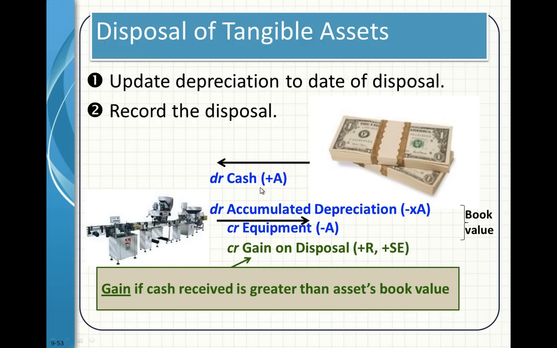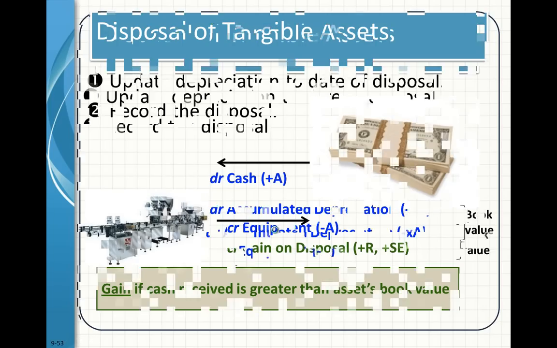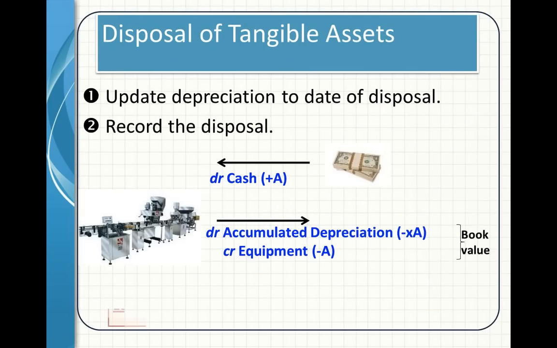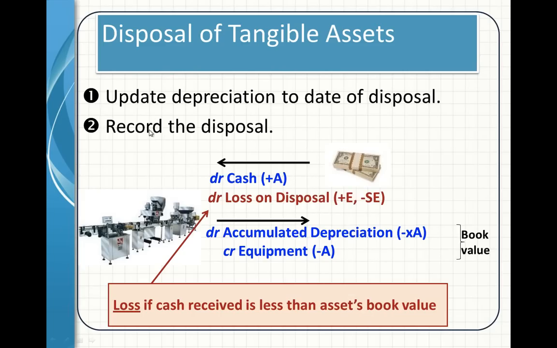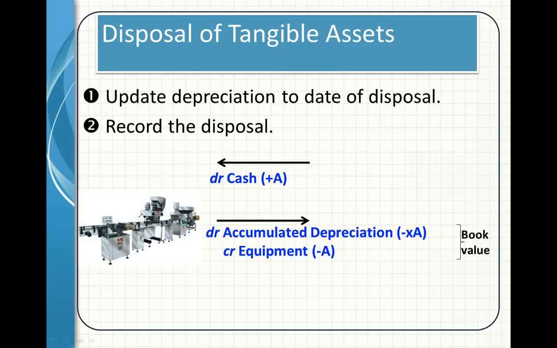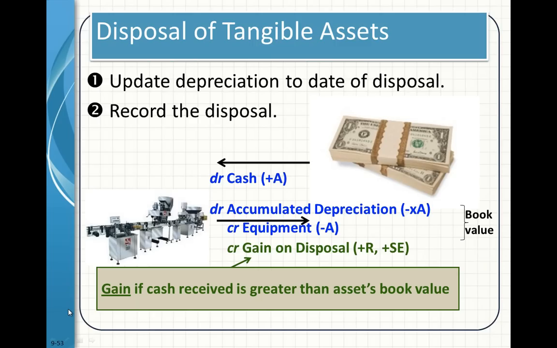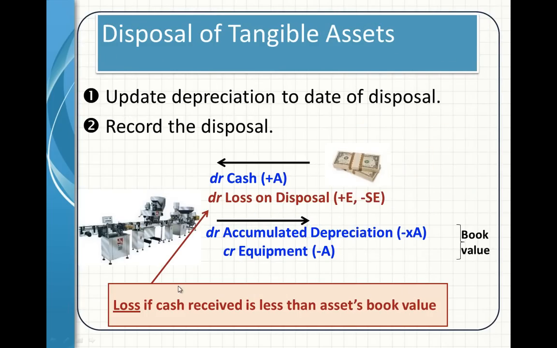So record your cash, accumulated depreciation, and also gain or loss is to be accounted after receiving the book value. It can be a loss also. I mentioned two conditions. If the cash received is higher than the book value, it is called a gain, otherwise it is a loss.